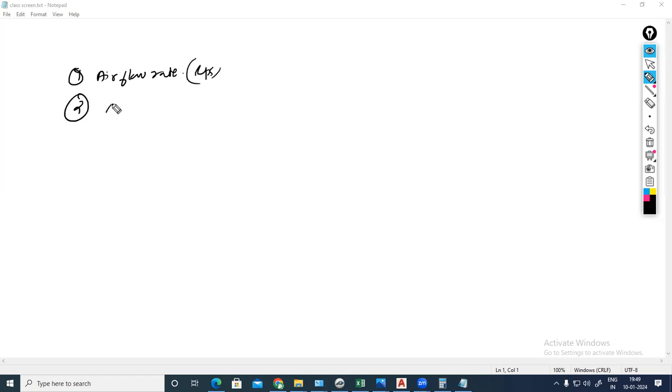The next one, NC value of the corresponding space. Because with respect to the NC value, we can find the delivery velocity. Since we are designing a conference room, I'm assuming that as a conference room, NC value I need there 30 decibel. And the third one, maximum recommended duct velocity.